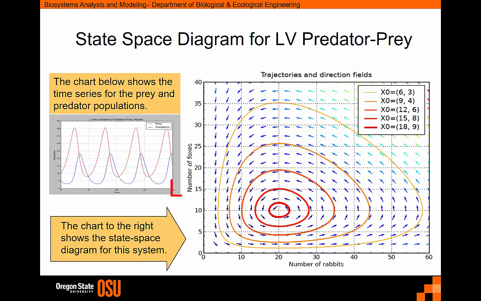Next, let's consider the second equilibrium point at the origin, where there are no foxes and no rabbits. What happens if we perturb the system by adding some rabbits? If we examine the blue arrows on the diagram, or the rate equations, we see that the system will move away from the equilibrium point. Rabbits will grow exponentially in the absence of predators.